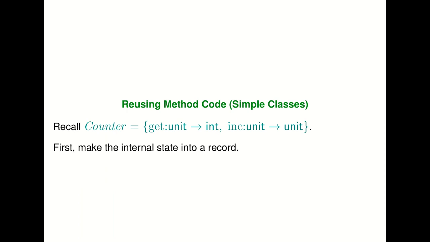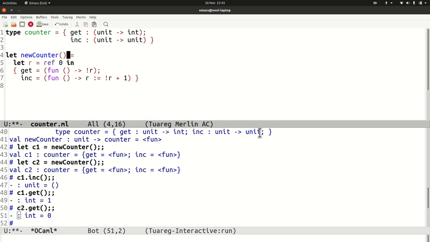And so now, to head towards something more like full-fledged classes, what we did was we said we had a counter with 2 fields, get and increment, and the state was hidden. If you look at the code, we create some state, but the value R never leaves the scope directly. It's only referred to indirectly by the methods.